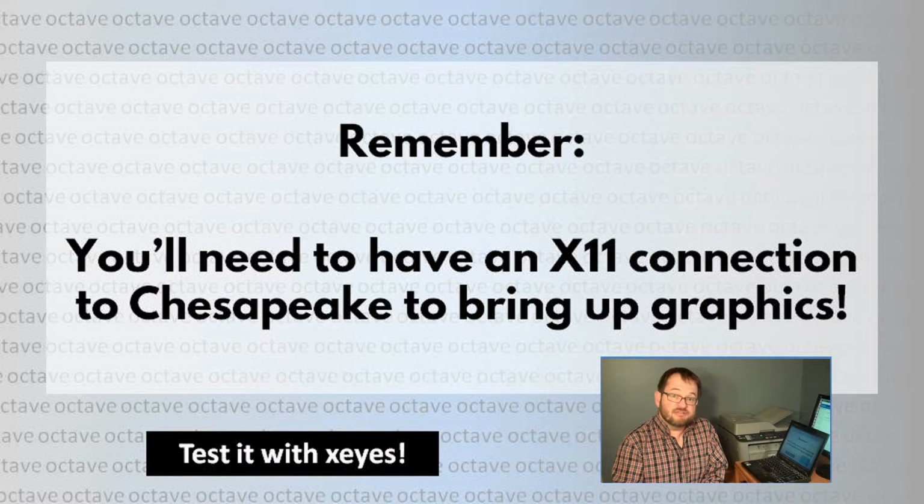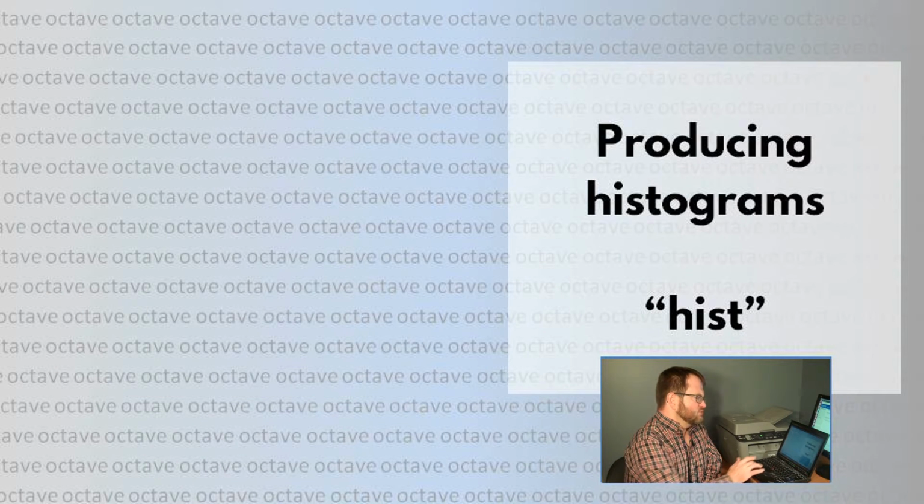If you think you have an X11 connection set up so that graphics can go back and forth between your computer and Chesapeake, then you use that xis command to see if it's actually working. I think everybody got it working back in September or something like that, so we should be able to get this to run again. Because we're going to be using Octave and some of the built-in functions in Octave to produce different kinds of diagrams. The first one we're going to do, though, is histograms. And the command to produce a histogram is just hist.